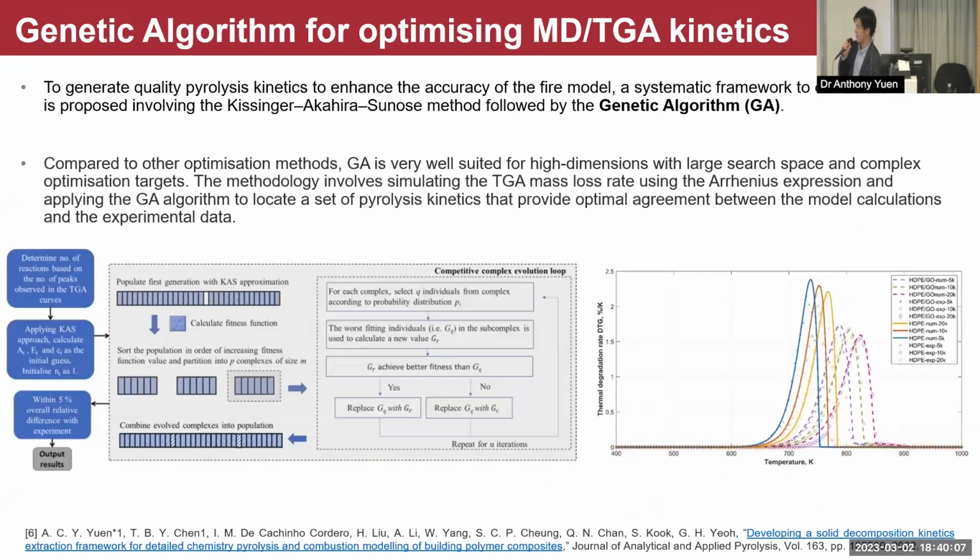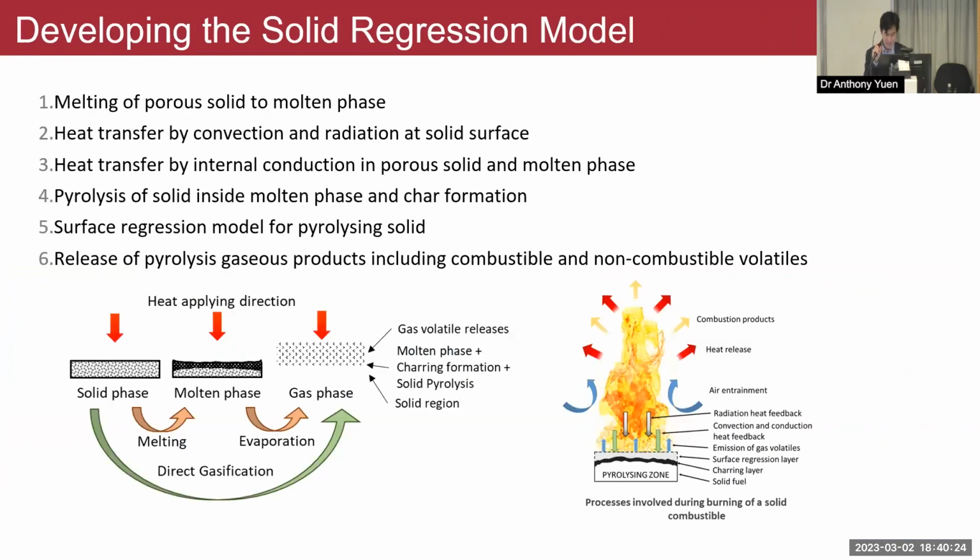So here are the results. If we compare how accurate the genetic-based algorithm extracted data for the thermal degradation rate is against the MD data, you can see it's almost pinpoint. However, now we have sorted out the reaction rate for the degradation process.